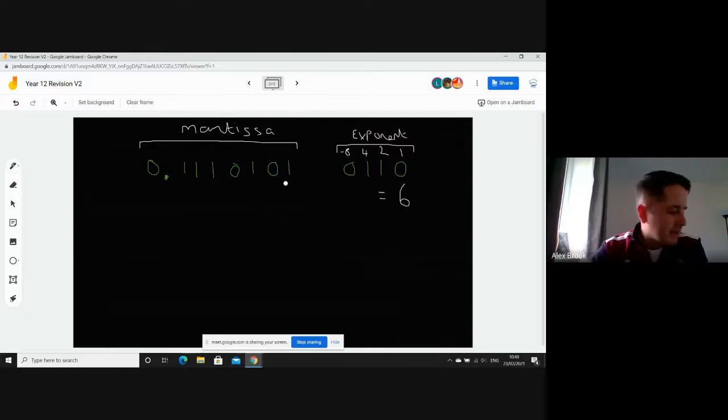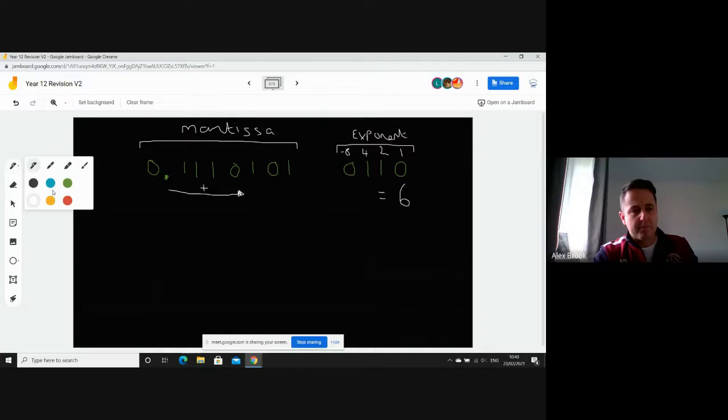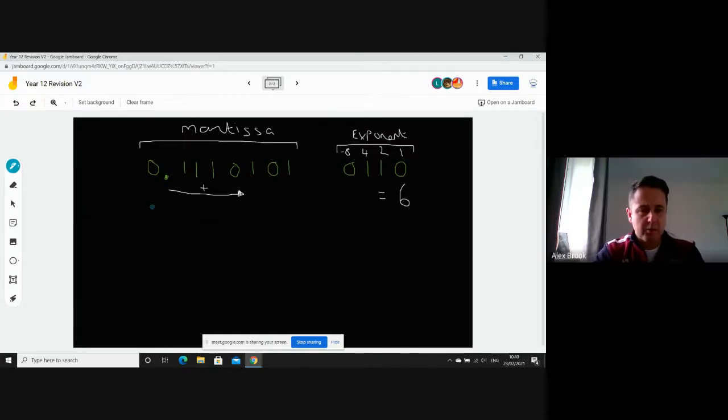What that means is that if it's positive, the decimal place has got to move that way. So if it's positive, it's got to move that way. If it's negative, it's got to move the decimal place that way.